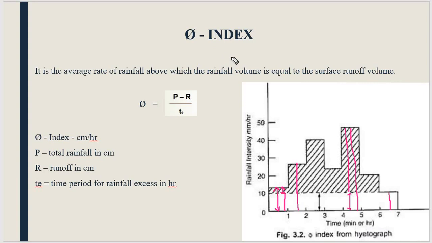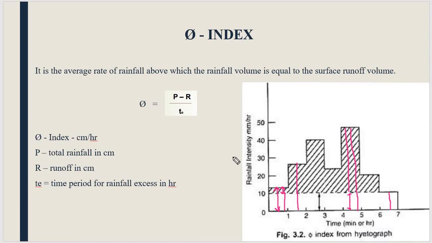Okay, we have so many types of losses like evaporation loss, interception loss, depression storage, which is the water which is stuck in pits or cracks. So that can also be taken as a loss, which is depression storage. So this is going to be your infiltration loss. So Phi index is (P minus R) by T_e. So the runoff value is subtracted from the total rainfall, that is what I said now, by the total time of the rainfall or the storm.